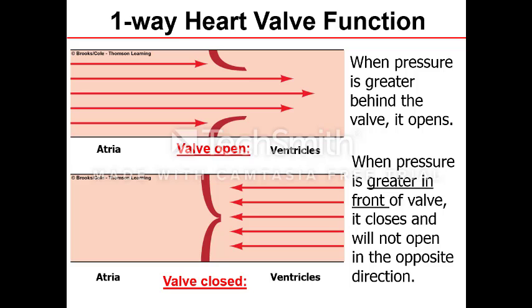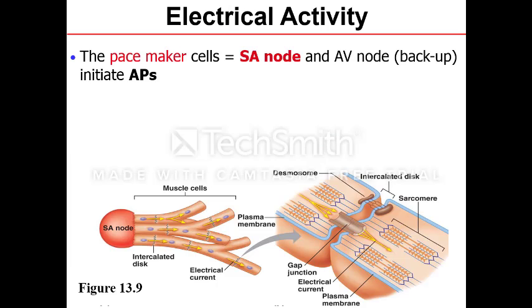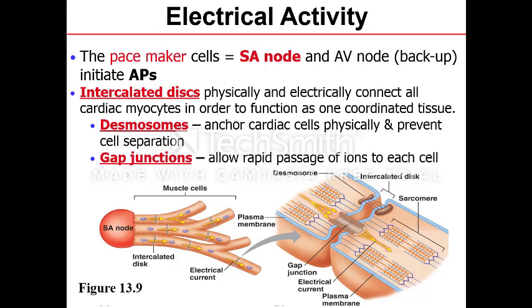Now let's talk about electrical activity and go back to some things that we learned in Unit 2 as far as the action potential goes. Myocardial contractions are controlled by the pacemaker cells. That would be the sinoatrial node, or SA node, and the atrioventricular node, the AV node. Yes, you have 2 pacemakers in your heart.